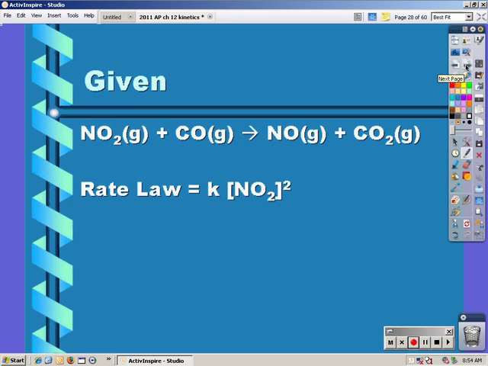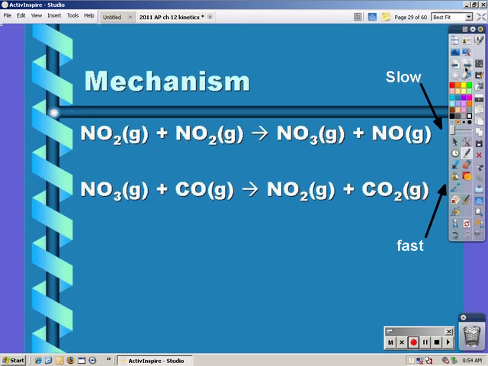All right, so you're given this equation and you're given the rate law. And then below that you have the mechanism. Notice that our rate law is NO2 to the second power. In our mechanism, they've labeled the slow and fast step, so the slow step is our rate determining step.